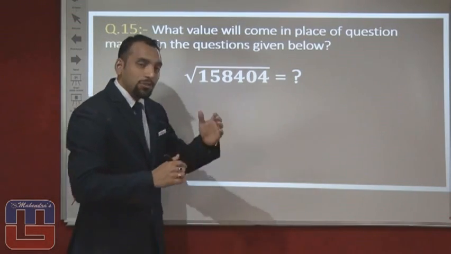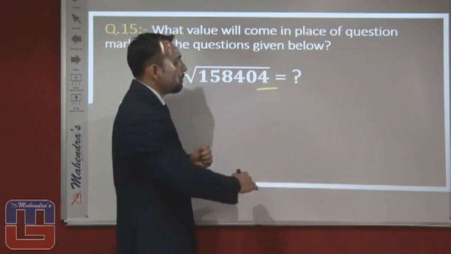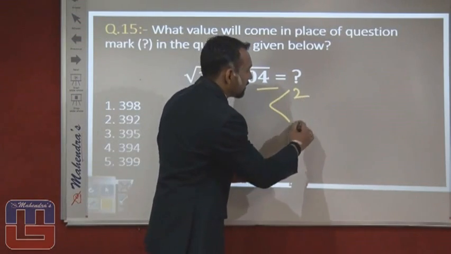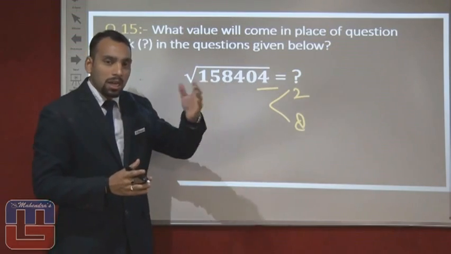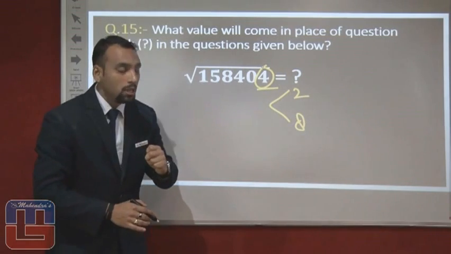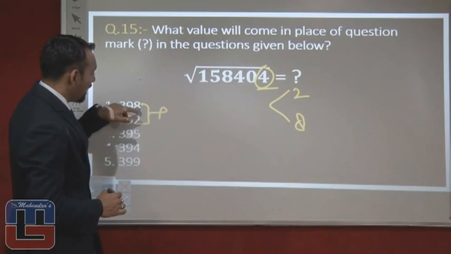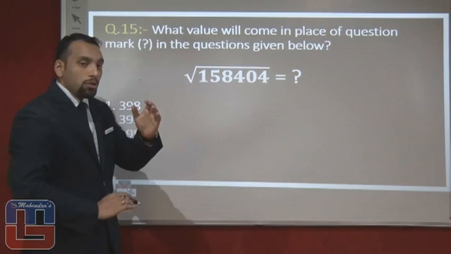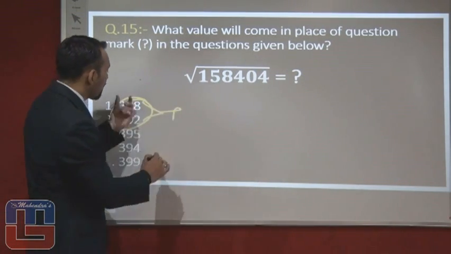Now see, as we already discussed, if the last digit is 4, whatever the answer will be, it will contain the last digit 2 or 8. Whatever the value of this one, it has unit digit 2 or 8, because the last one is 4. Now see the options. There are only two options which have last digit 8 and 2. That means these three cannot be the answer, right? So what do we have to find? We have to find the one value from these two options.